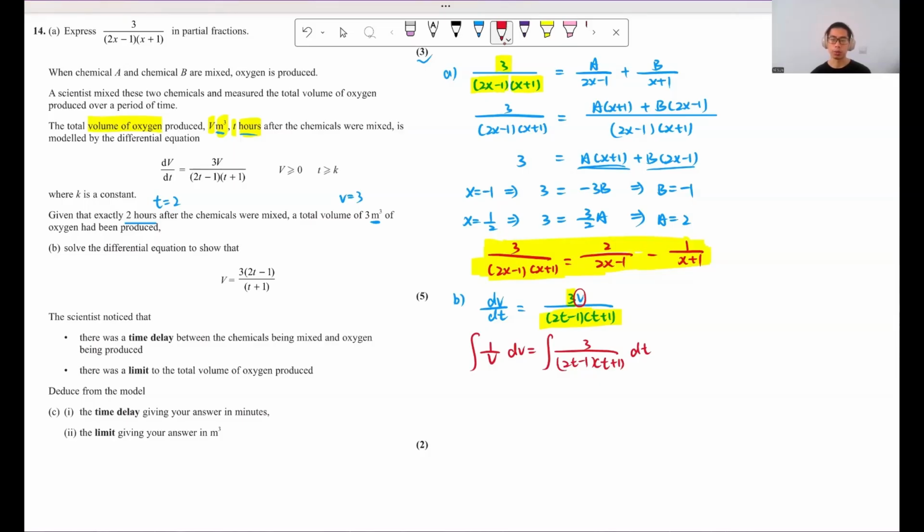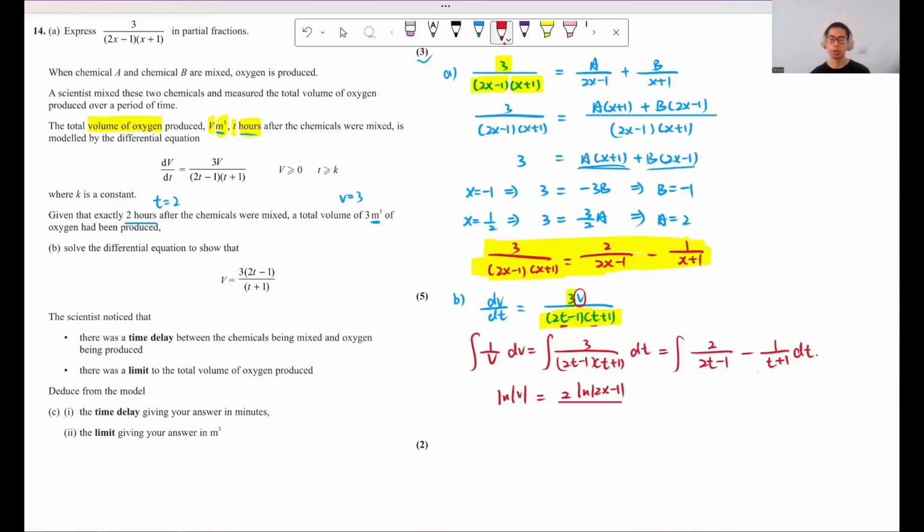And then we already know the second half, we can rewrite it into 2 over 2x minus 1 minus 1 over x plus 1. So then if we integrate it, 1 over v integrates to ln v, and 2 over 2x minus 1 would be 2 times ln of 2x minus 1. And again, because it's a linear expression, we divide by the coefficient of, sorry, my bad, it should be t. Because this expression is in terms of t, when we do the partial fraction we have to put t, not x.